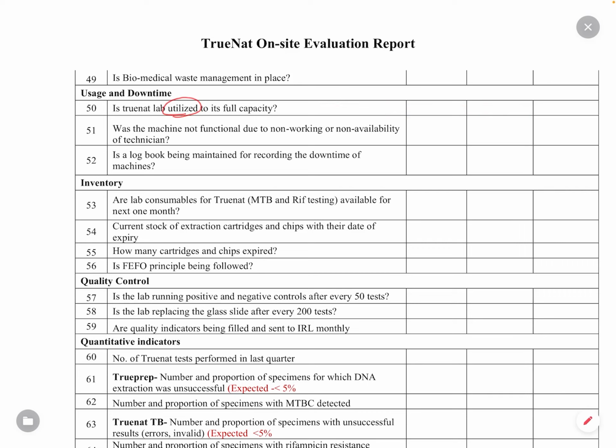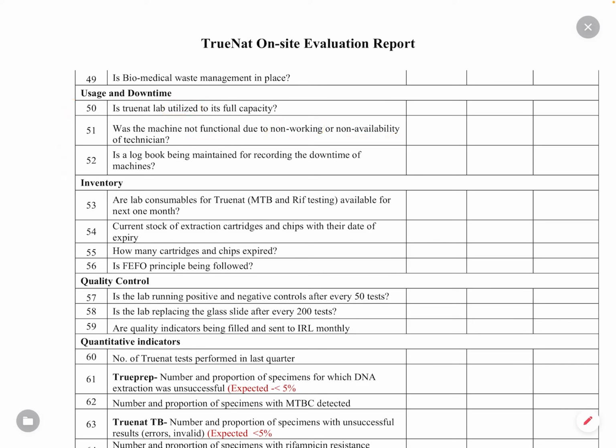Then if the machine was not functional, why was it not functional? So there has to be a downtime log. I'll show a log for that downtime log which has to be maintained. So why was it not functional? Is it because of a fault of the machine, or is it because of non-availability of a technician? So this log has to be maintained. It is a downtime log.